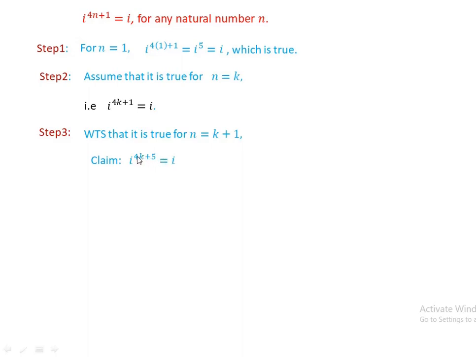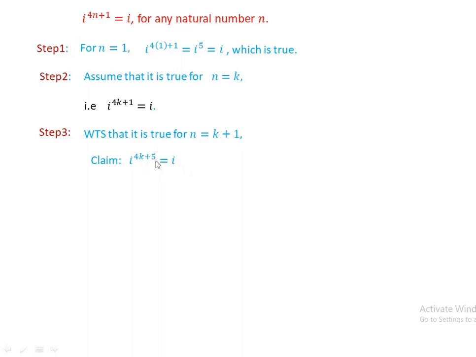This comes from the given i to the power of 4 times k plus 1, plus 1. That means i to the power of 4k plus 4 plus 1, which is i to the power of 4k plus 5. Therefore, this is our claim. Our claim is to show that i to the power of 4k plus 5 is equal to i.